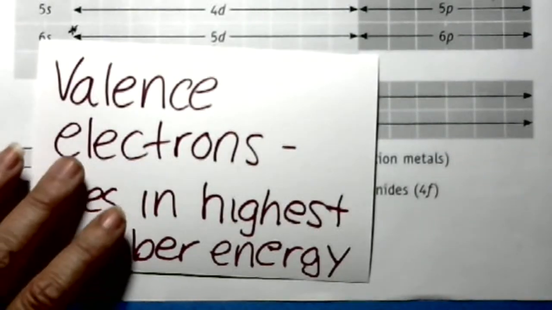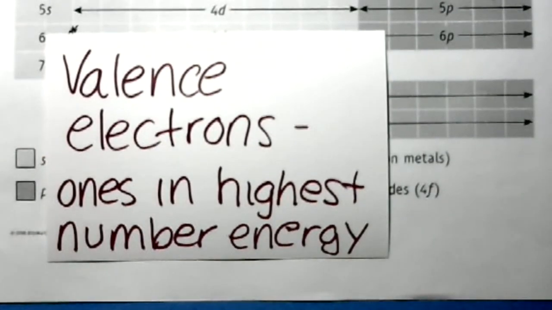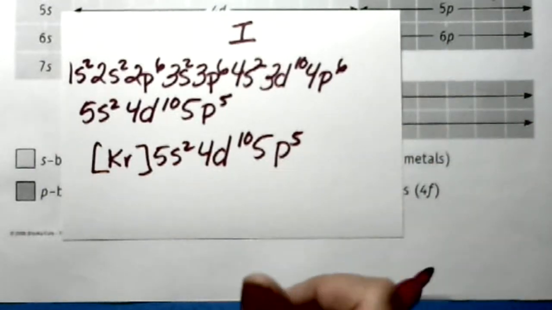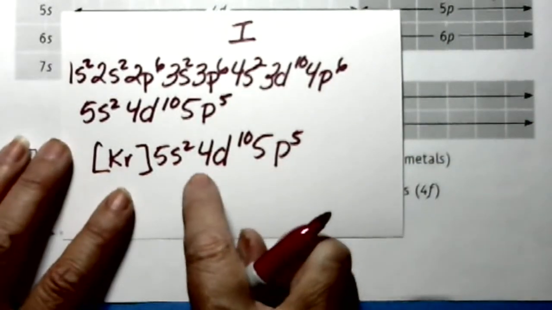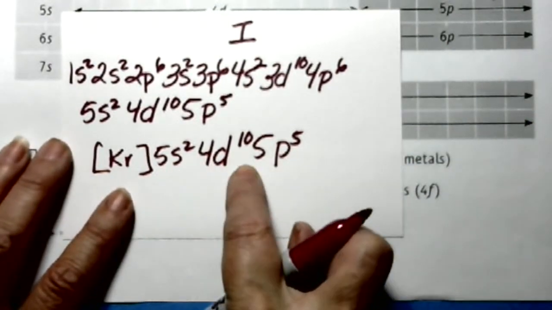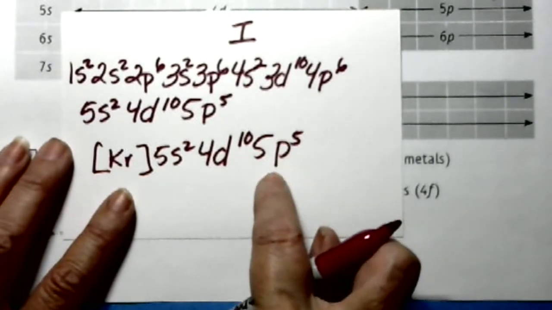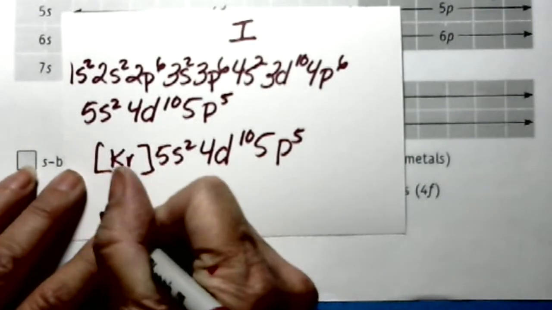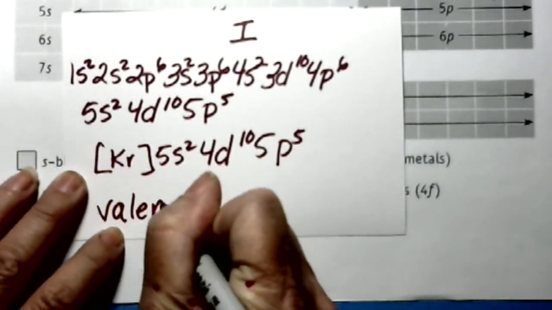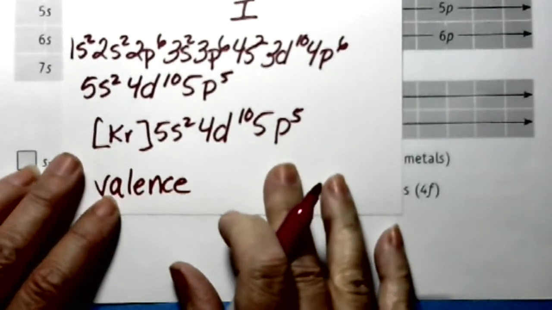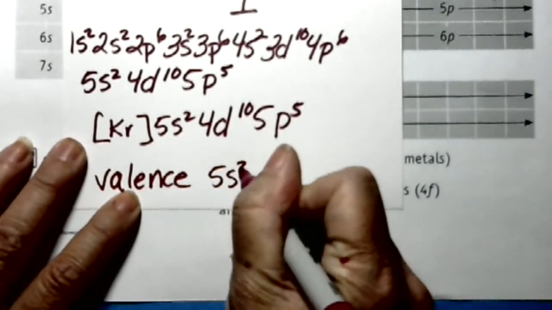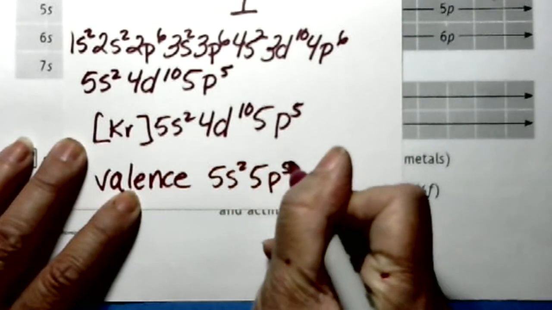Those are really the most reactive ones. So the valence electrons are the ones in the highest number energy level. So let's look at ours here. And we have 5 s's, 4 d's, 5 p's. So it's the one with the highest number. Well, the highest number here is 5. So the valence, which we'll learn is the most reactive ones, is 5s2 and 5p5.